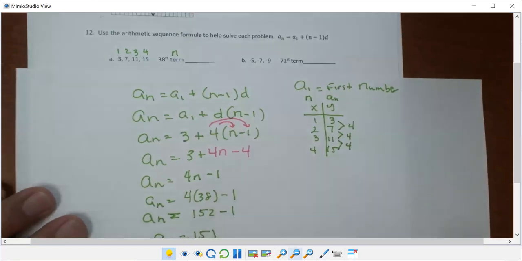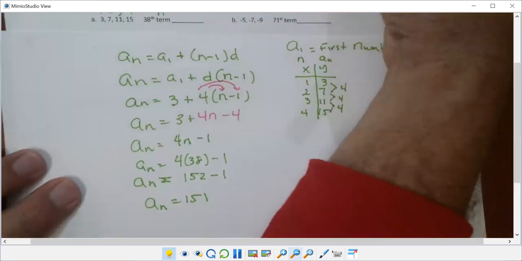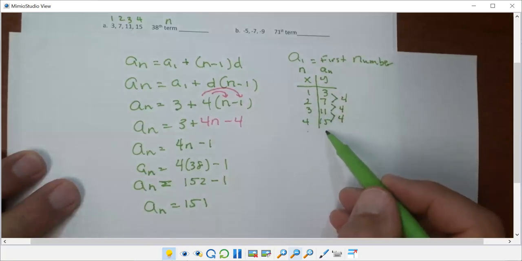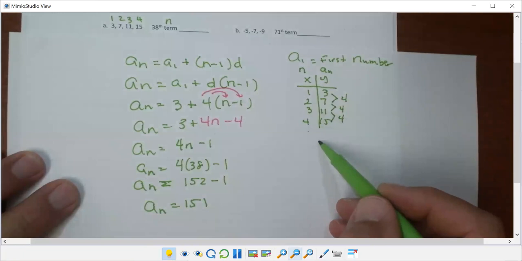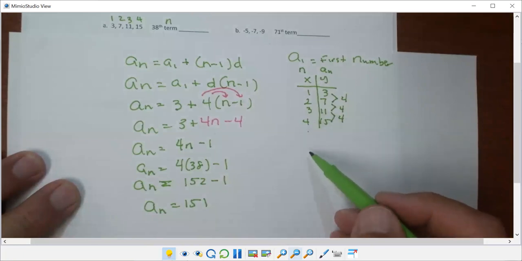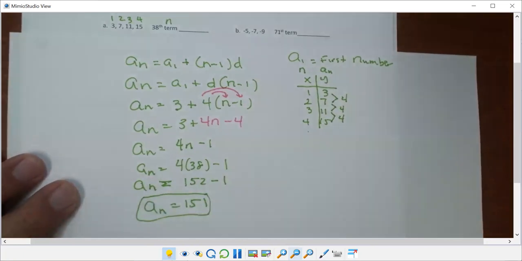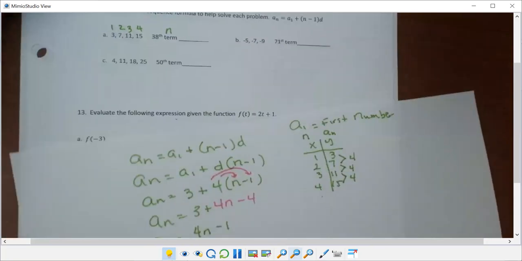So my 38th number, if I keep going like this, 5, then say it's 19, then 6, and that's 20, let's see, that's 19, 23. If I keep going for 38 numbers, my 38th number will be 151. And that's how you do that one. All right, so let's look at B.